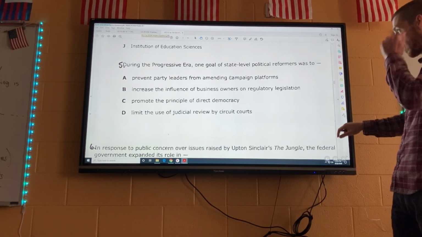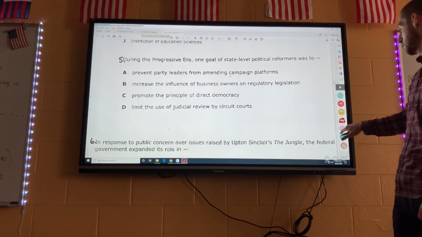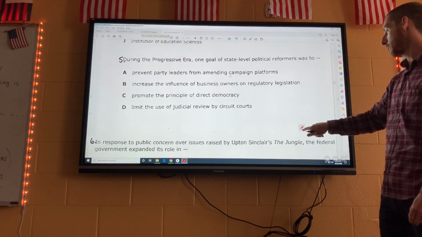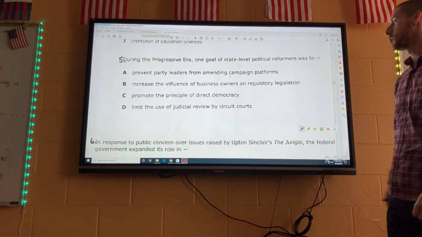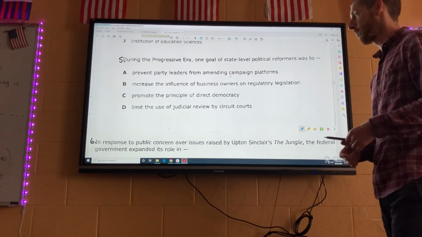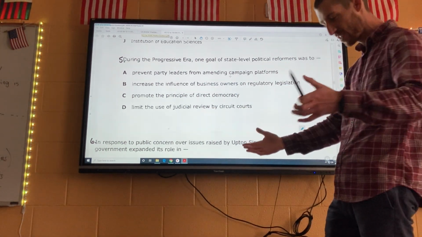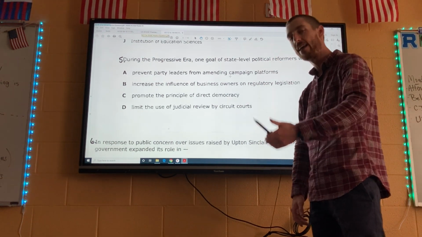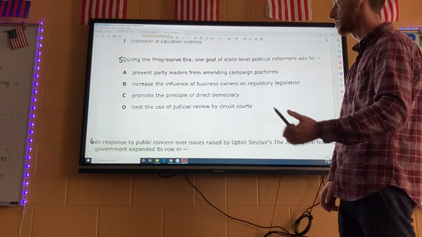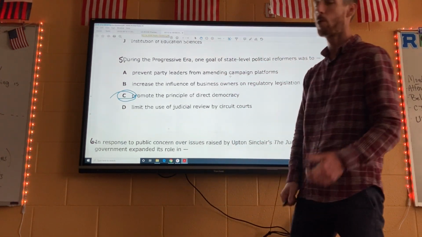All right, during the Progressive Era, one goal of state-level political reformers was to get people involved. Our word for people ruling in America is democracy. They wanted average, ordinary citizens getting involved, so the word for that is to increase democracy. They were promoting the principle of direct democracy. They wanted people to get involved.